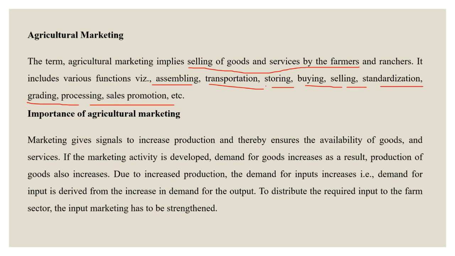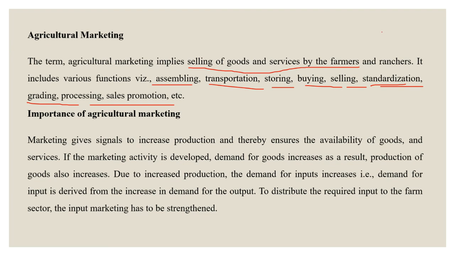Storing. We have to store the produce for some time. This storing is mainly useful to deliver that produce at the needed time. Buying means the consumer will buy the produce from the farmer. Selling, the farmer will sell the produce to the consumer. Standardization is a very important one. Standardization means grading the produce based on size, shape, sweetness, ripeness, and quality. That means all the similar qualities are separated into one lot, and the second grade or second quality is separated into another lot, like this.